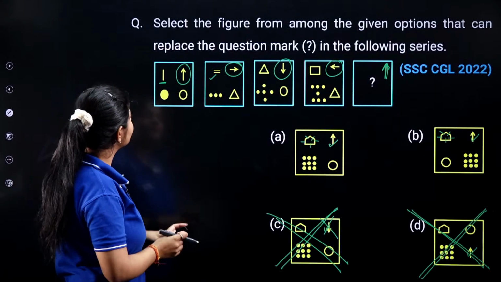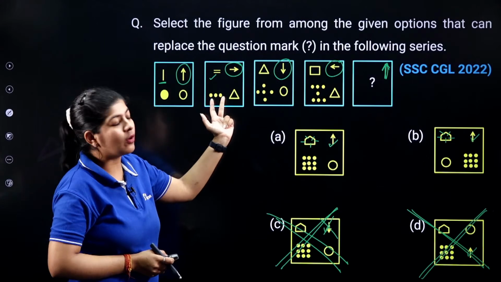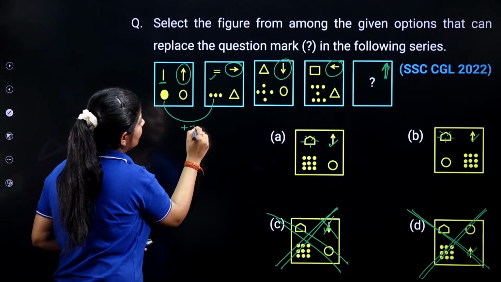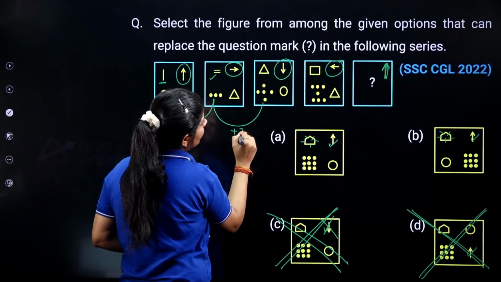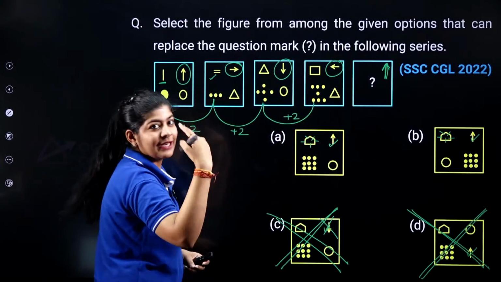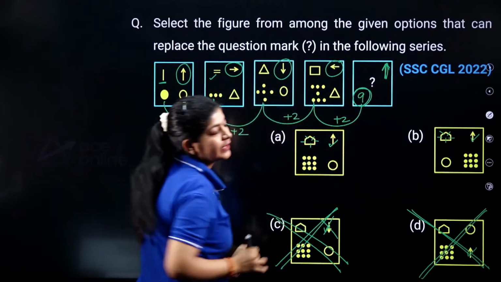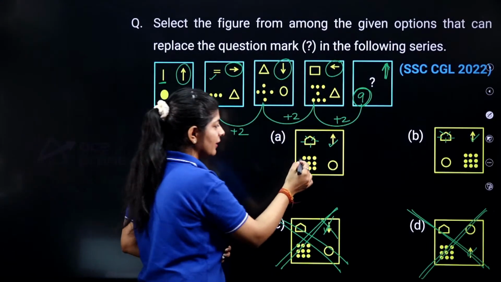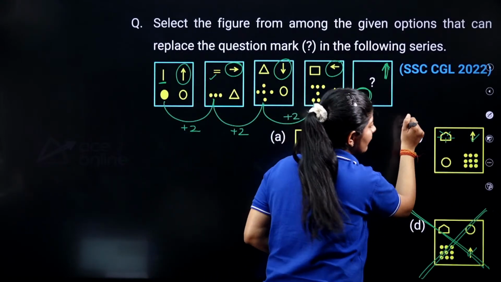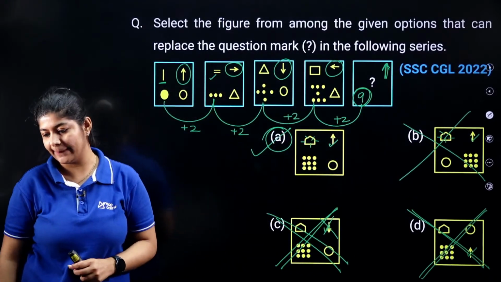Next one. Here we are having 1 dot, 3 dots, 5 dots. That means there is a gap of plus 2. Here how many dots are we having? 7 plus 2. So the next one is 7 plus 2. That means we need 9 dots over here. Do we have that? Yes. Do we have that? Yes, but the side is changed. So we just simply eliminate this particular option and the correct answer over here is option number A.